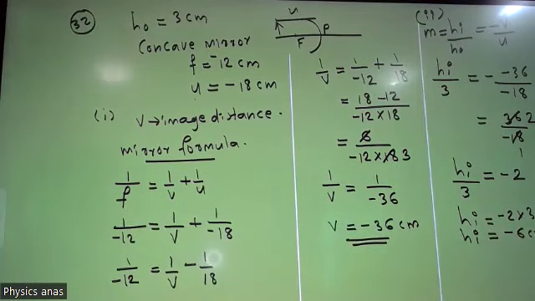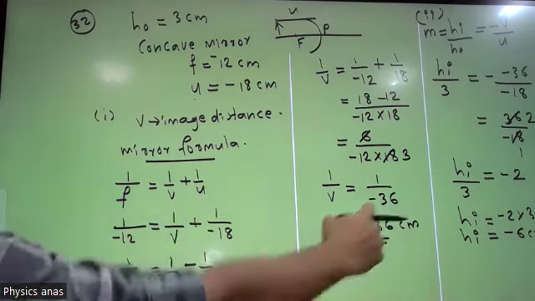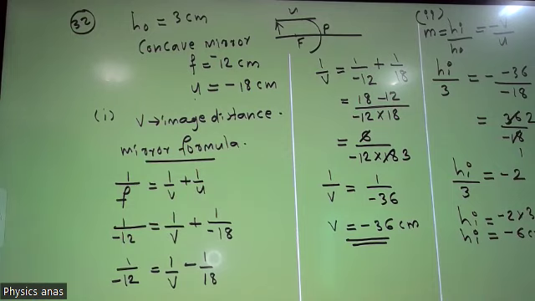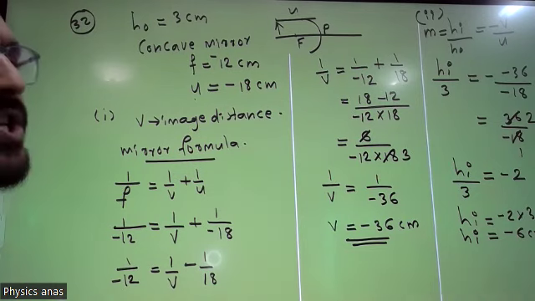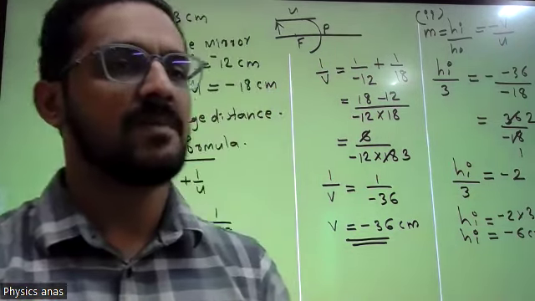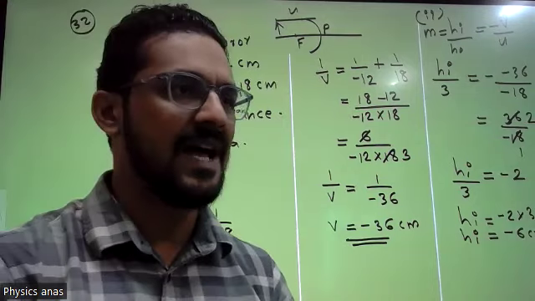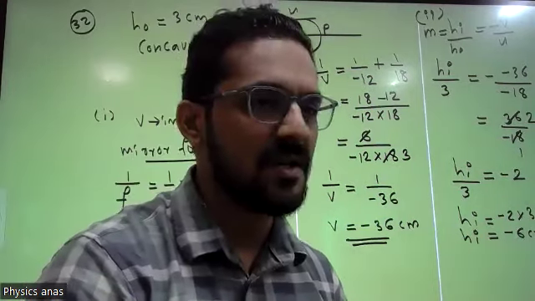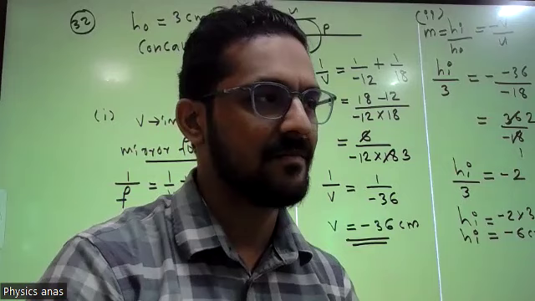What about the size of the image as compared to the size of the object? Obviously it is bigger. What is the height of the object? That is 3 centimeter, and the height of the image is 6 centimeter. That is, the image is larger than the object.